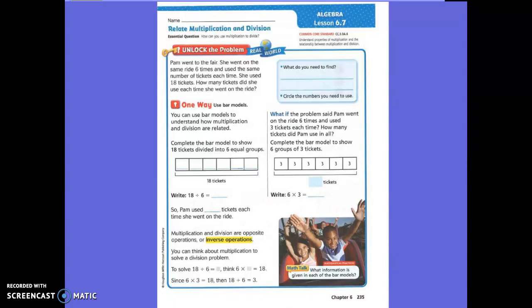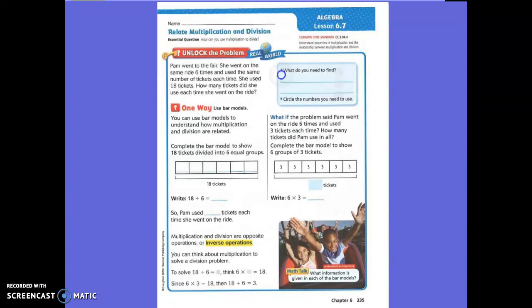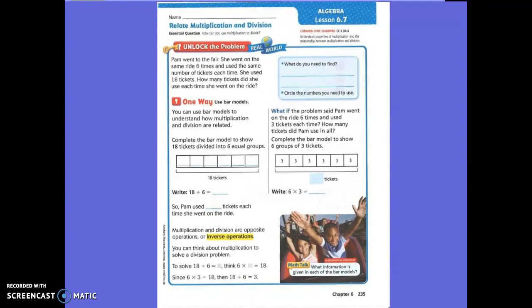Hannah went to the fair. She went on the same ride 6 times and used the same number of tickets each time. She used 18 tickets. How many tickets did she use each time she went on the ride? Okay, what do we need to find? How many tickets did she use each time she went on the ride? Okay, write it down.